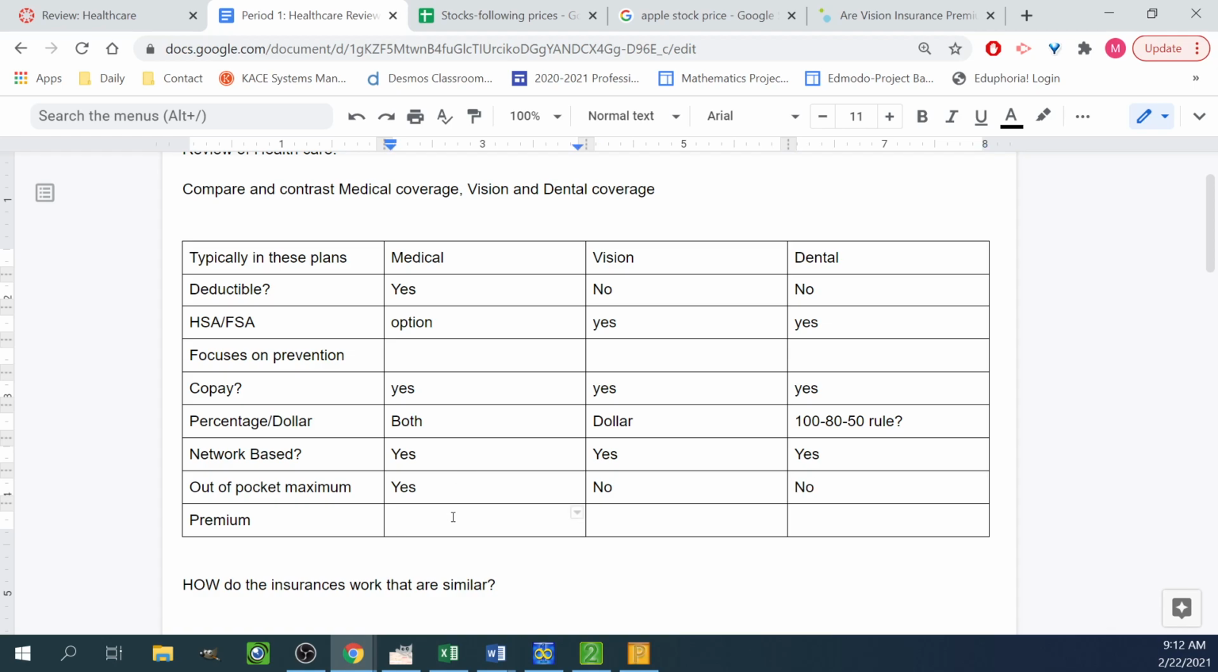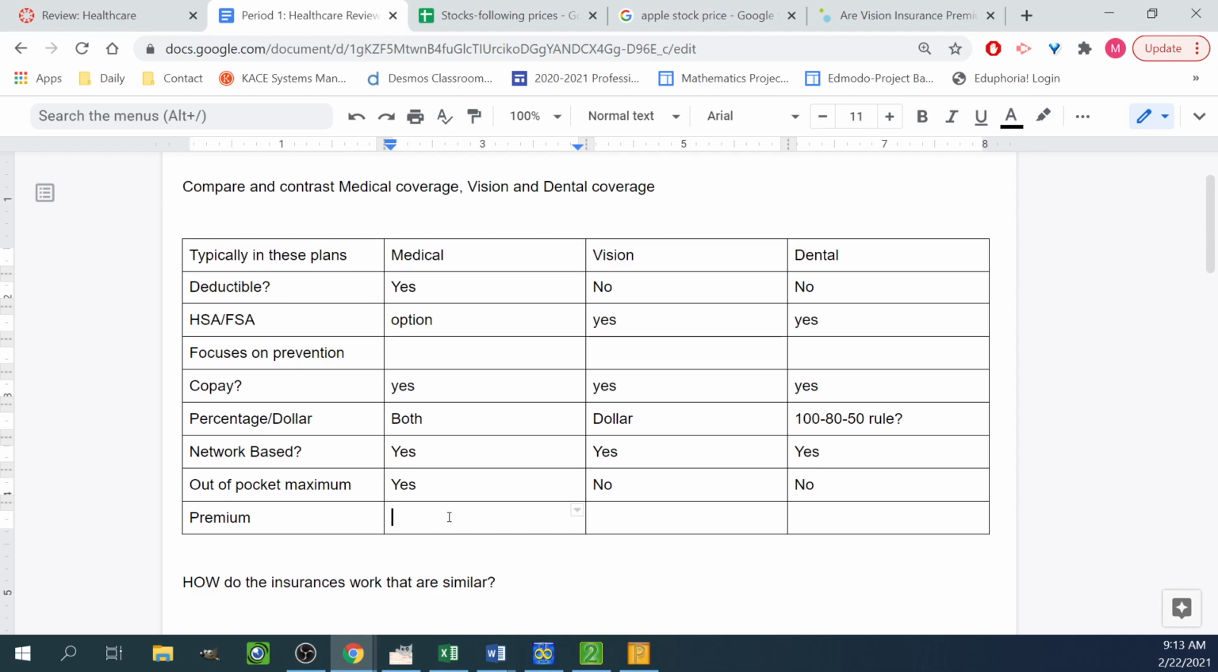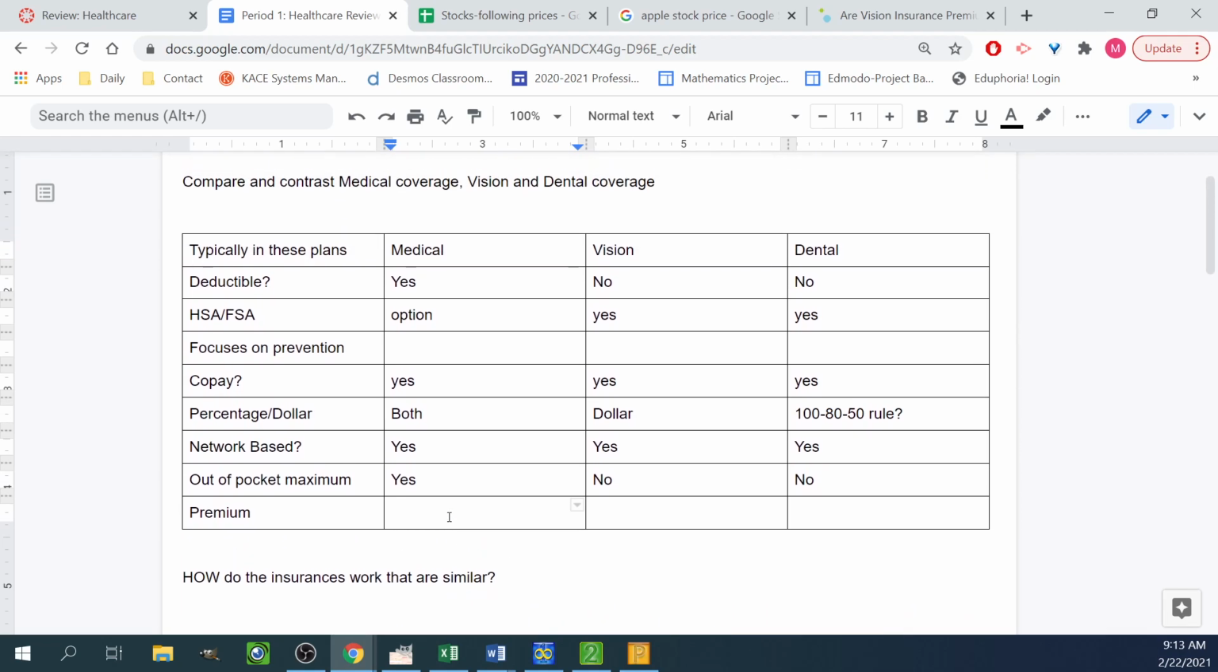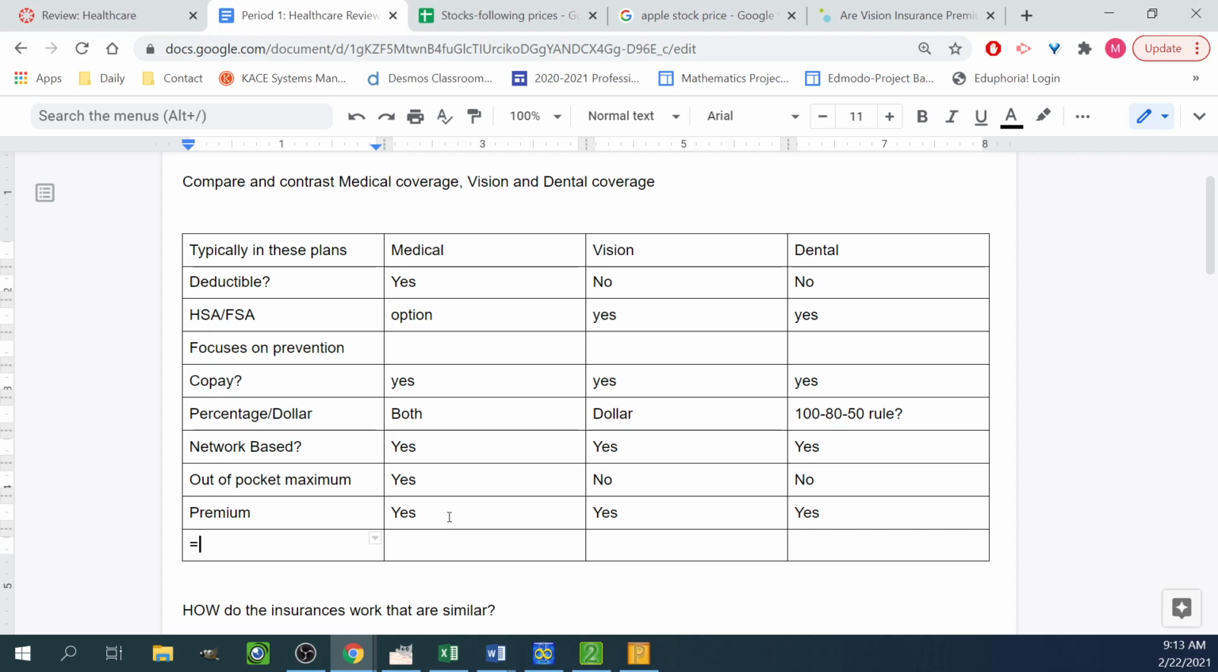What's a premium? What's a healthcare premium? All right, I'll let you guys figure that out. That's what you pay every month? Yep, it's what you pay every month. Do you have to pay every month to keep your medical insurance? Yeah. Do you have to pay every month to keep your vision insurance? Do you have to pay every month to keep your dental insurance?